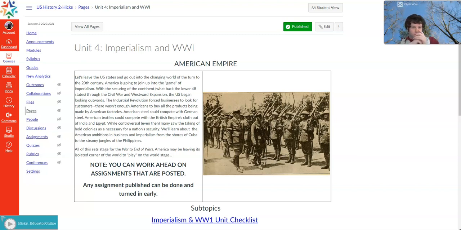This is a unit tour for Unit 4 of our course in spring 2021, Imperialism and World War I, also sometimes called American Empire. This unit is going to take us out of the U.S. and looking at how the U.S. interacts with the outside world during the Industrial Revolution and gets us all the way up into the First World War.